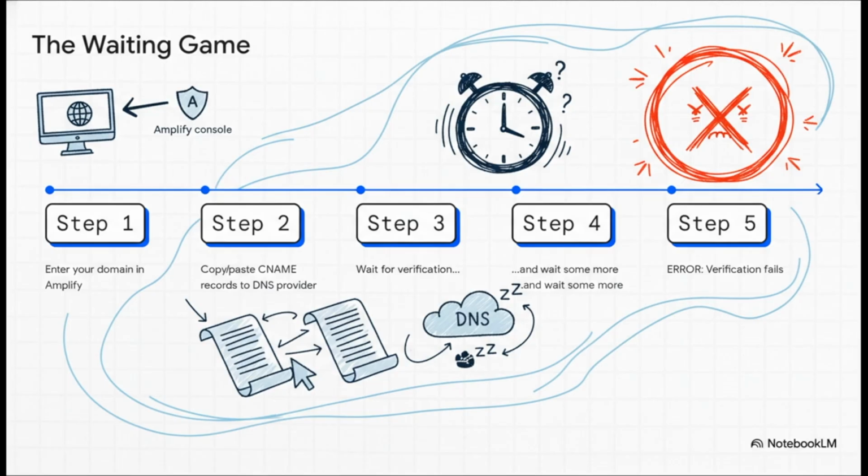You know the drill. Step 1, you pop your domain into the Amplify console. Easy enough. Step 2, you're carefully, very carefully copying and pasting those CNAME records over to your domain provider, and then the real fun begins. Step 3 is just waiting. Step 4, oh yeah, you're still waiting. And the grand finale, step 5, is almost always that big, beautiful, soul-crushing error message.